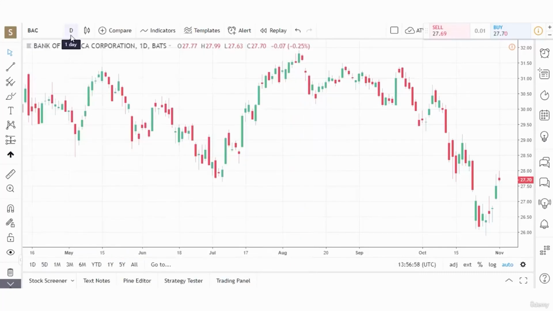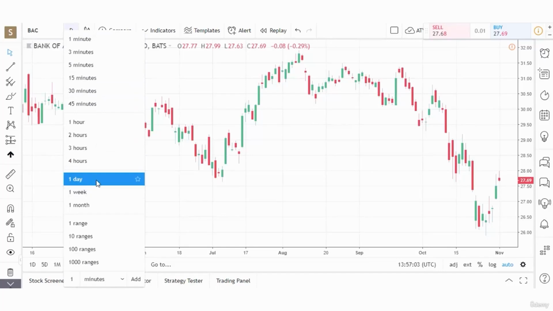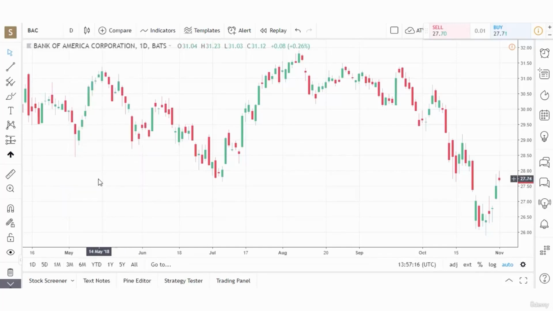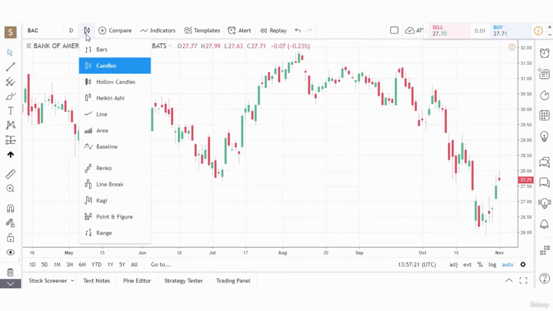The next box over gives us our time frame. So in this case, we're looking at a daily chart. We can look at a chart by the minute, by the 15-minute, 45-minute, hourly, daily, weekly, and monthly. As I said, here we're using a daily chart. The next box over tells us the type of chart that we're going to be looking at.